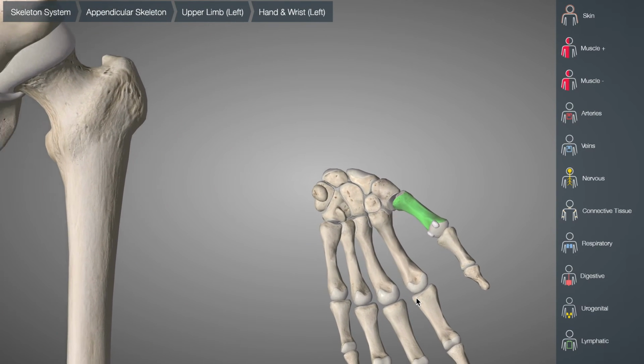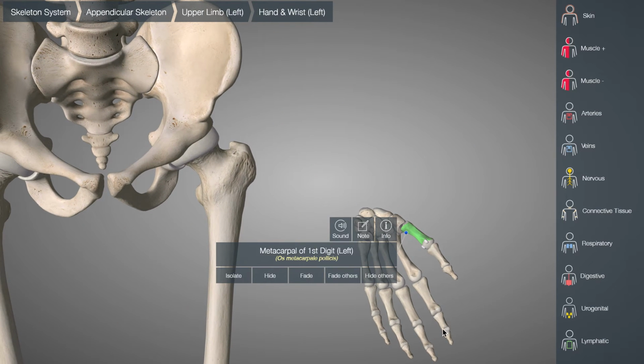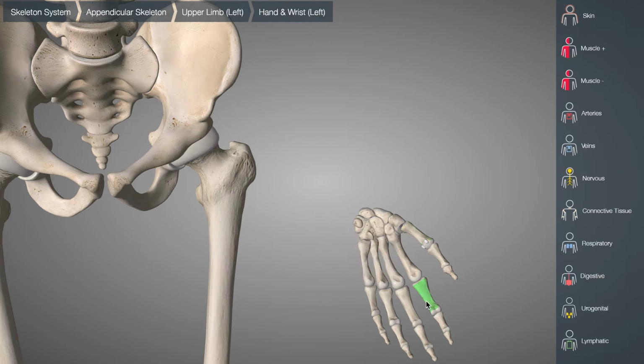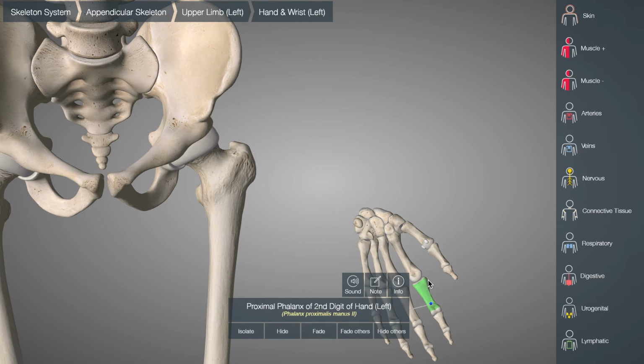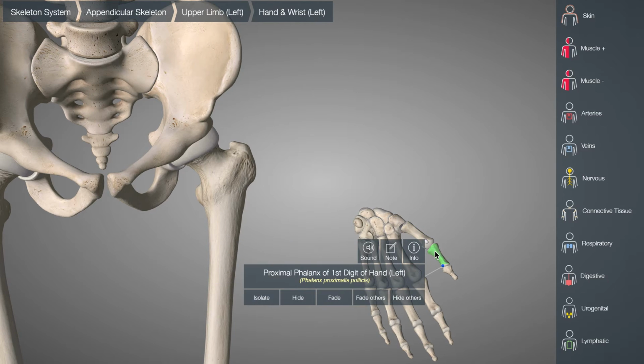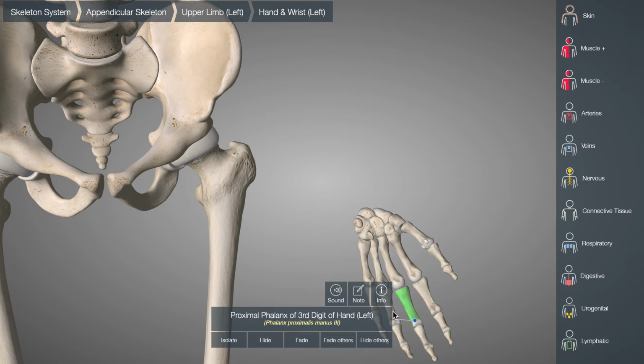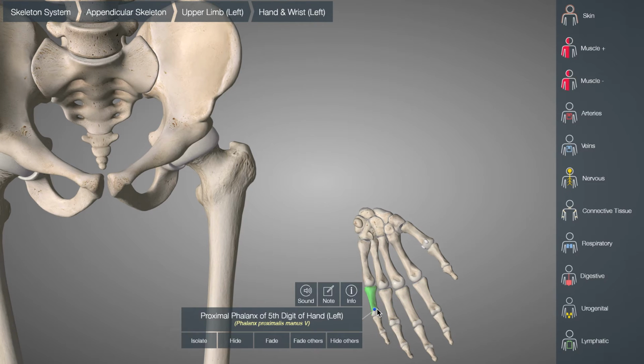Then you have the phalanges. So you have 3 phalanges for your fingers. You have a proximal, so it's actually that's going to be starting right over here. Proximal phalange for the thumb, and then for the index finger, middle finger, ring finger, and then your pinky. So that's a proximal phalange.